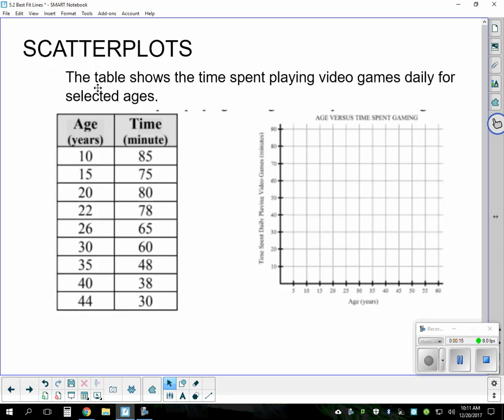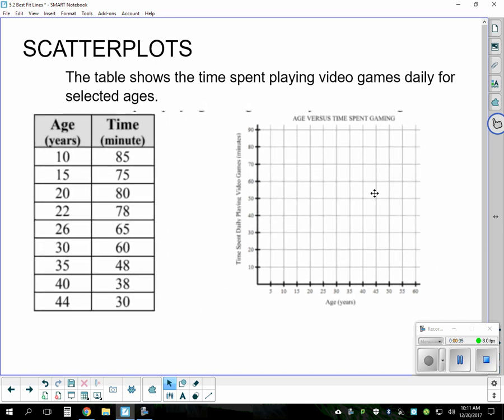All right, so best fit lines come up when we are talking about scatter plots. You guys are familiar with scatter plots. You've worked with them before, right? This table shows the time spent playing video games daily for different ages. So we are just going to plot everything on here. I already gave you the title, age versus time spent gaming. Your x-axis is age in years. Your y-axis is time spent daily playing video games in minutes.